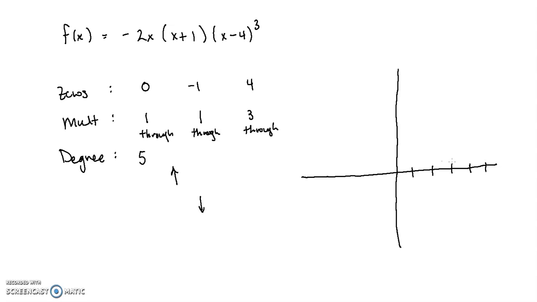So let's put our zeros on. We've got 4, negative 1, and 0. We know that our arrows are going to go up on the left and down on the right. And now we play connect the dots. We're going to go through all of them, so that makes it easy. We don't have to keep track of which one's which. So we're going to go through, and then through, and then through.